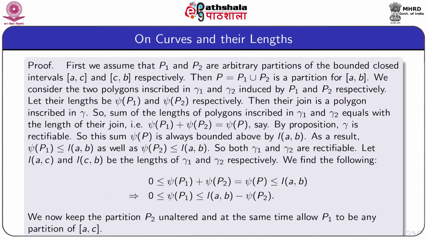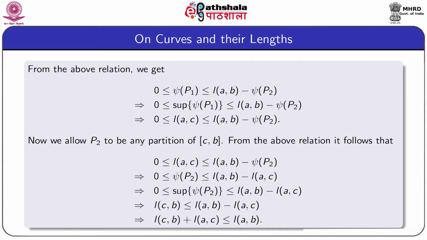Now we keep the partition P2 unaltered and at the same time allow P1 to be any arbitrary partition of AC. From the above relation, we have 0 less or equal to psi P1 less or equal to L_AB minus psi P2. Hence, we have 0 less or equal to supremum of psi P1 less or equal to L_AB minus psi P2, as the above step was true for every partition P1. Thus, we have 0 less or equal to L_AC less or equal to L_AB minus psi P2.